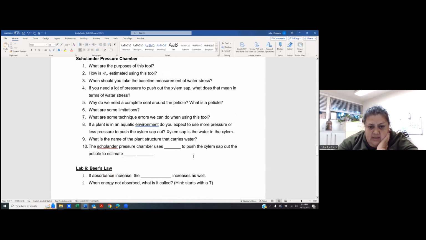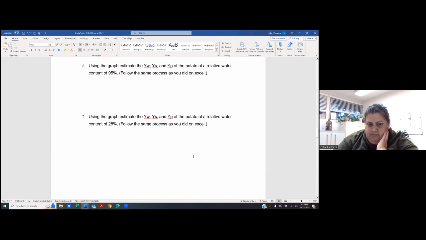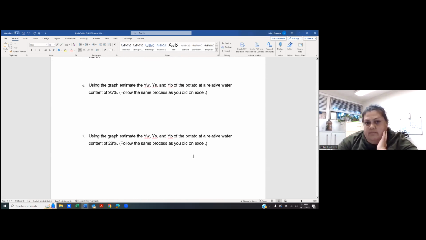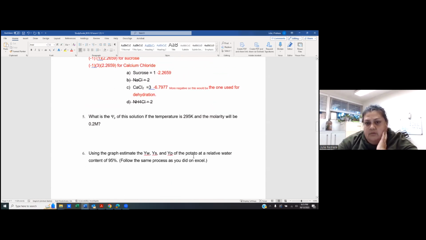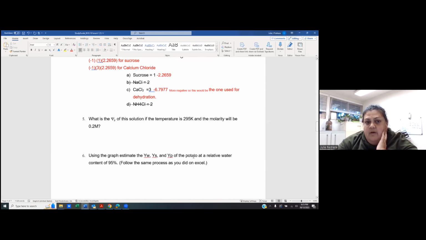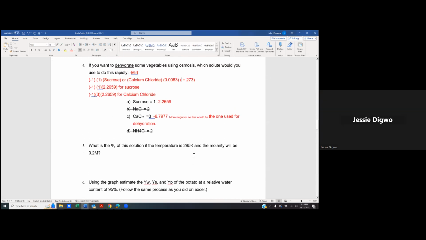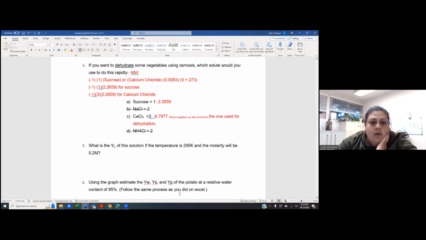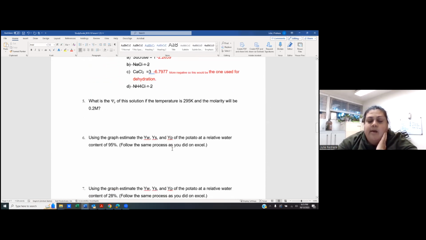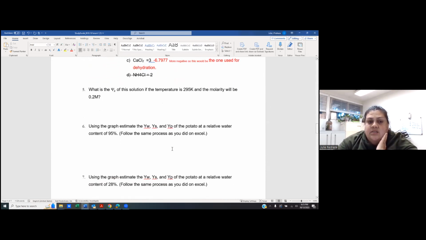If not, we can practice one, if that'll help you. I understand. Okay, cool. So the next one is saying, what is the psi s of a solution if the temperature is 295 and the molarity will be 0.2?